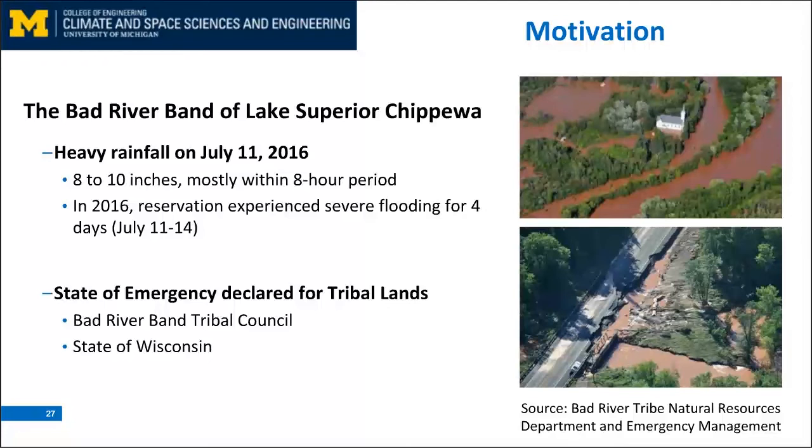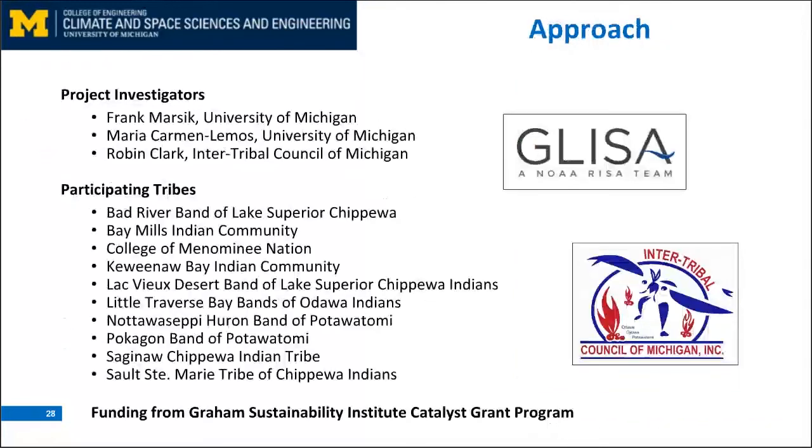The pictures on the right kind of provide an example of some of the flooding. You can see what appears to be a church building or some type of structure there, and then also on the bottom you can see the roadways that had been washed away. And so a state of emergency was declared for the tribal lands both by the Bad River Band Tribal Council and the state of Wisconsin.